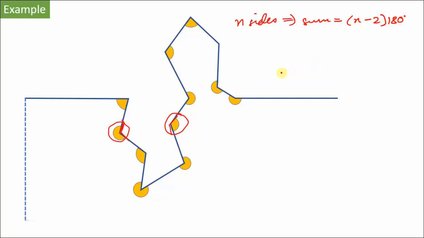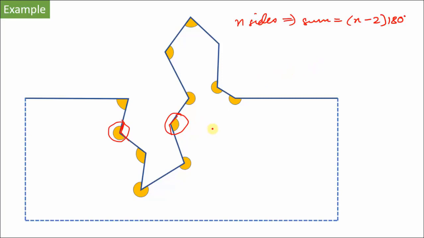If I join a line like this, it becomes a concave polygon. It's a closed figure with how many sides? 1, 2, 3, 4, 5, 6, 7, 8, 9, 10, 11, 12, 13, 14, 15 and 16 sides. It's a closed figure with 16 sides. So it's a concave polygon.